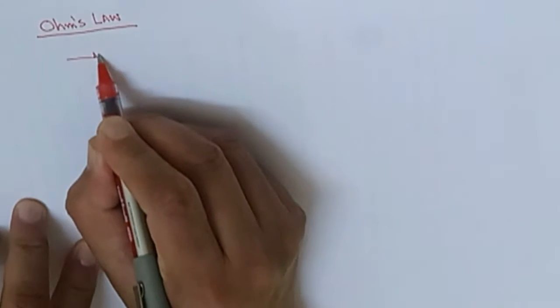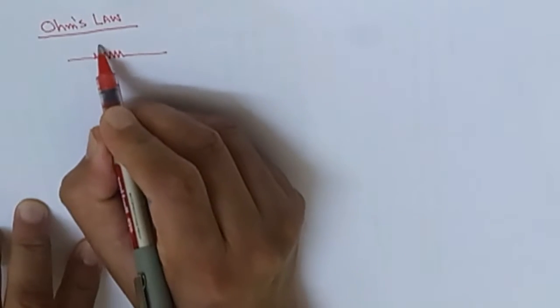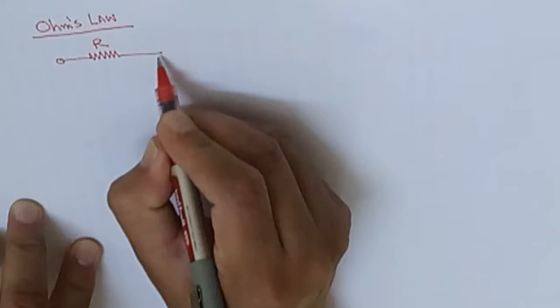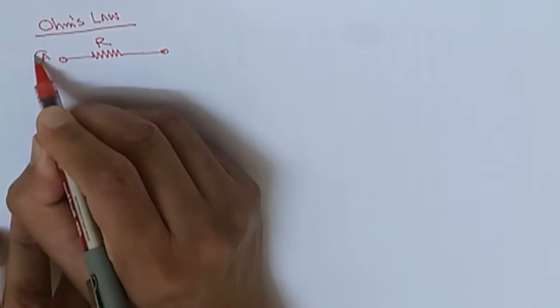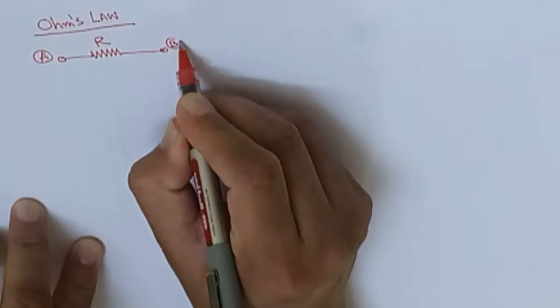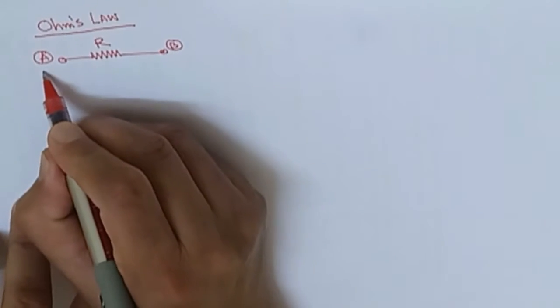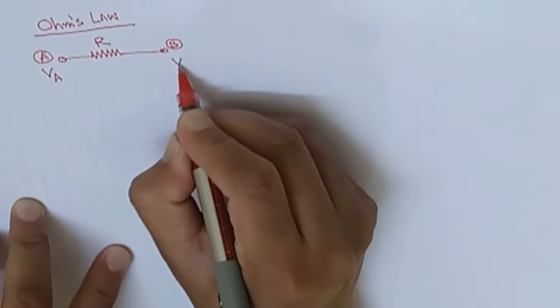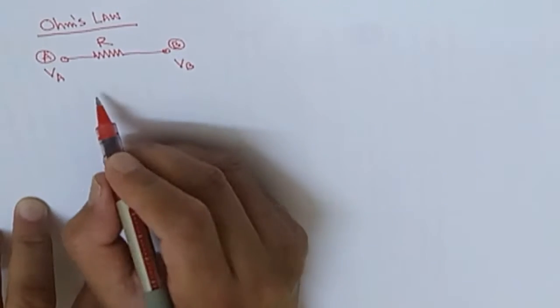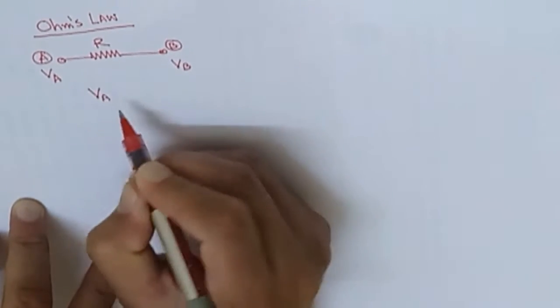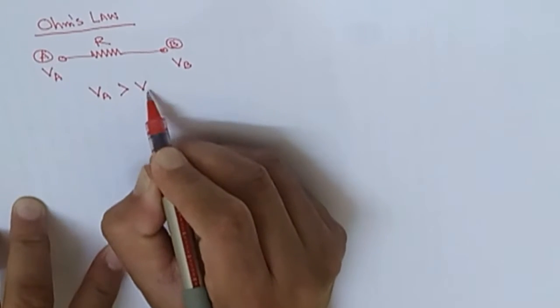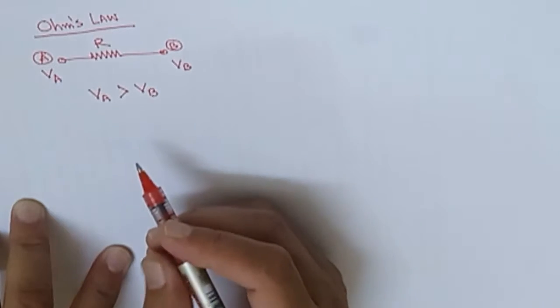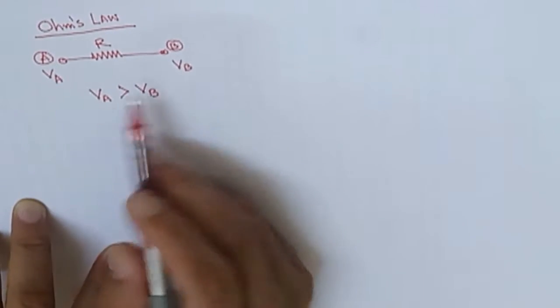Ohm's law basically starts with two points, the two node points of one resistance. Everybody knows the resistance. So this is the resistance, and there are two points. Now we can consider point A here and point B here. If we consider the voltage at point A, that is VA, and the voltage at point B, that is VB, and if VA is greater than VB, then there will be a voltage difference between the two points A and B.